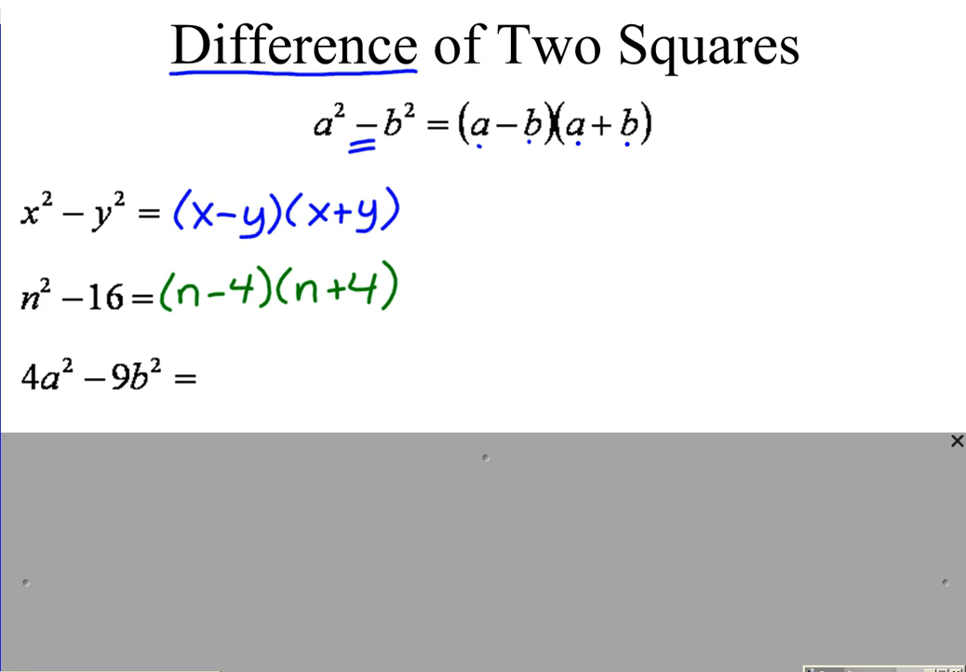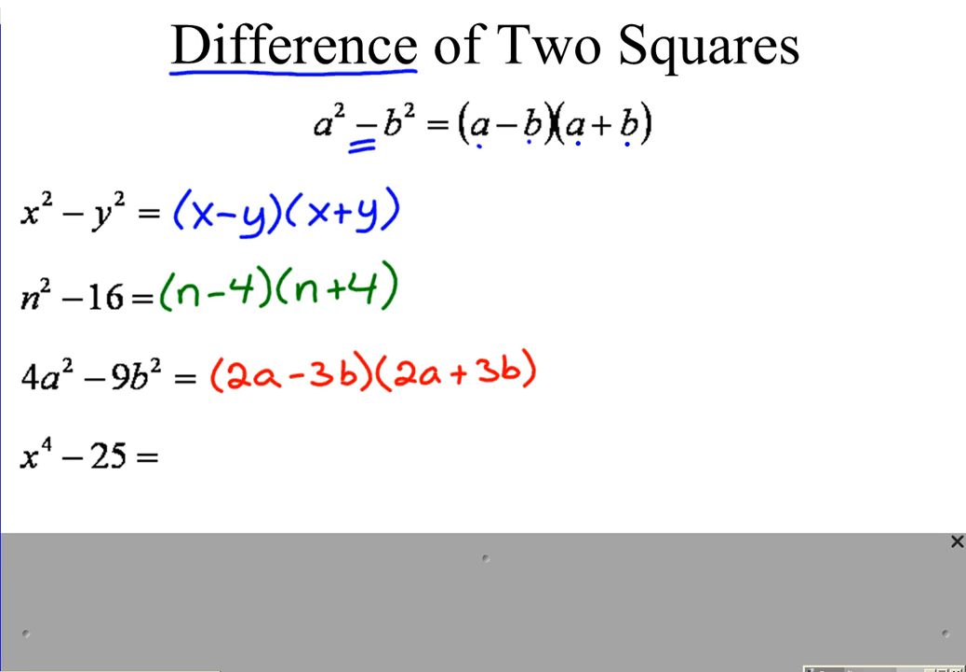4a squared minus 9b squared. Square root of 4 is 2. Square root of a squared is a. Square root of 9 is 3. Square root of b squared is b. So I have 2a minus 3b times 2a plus 3b.